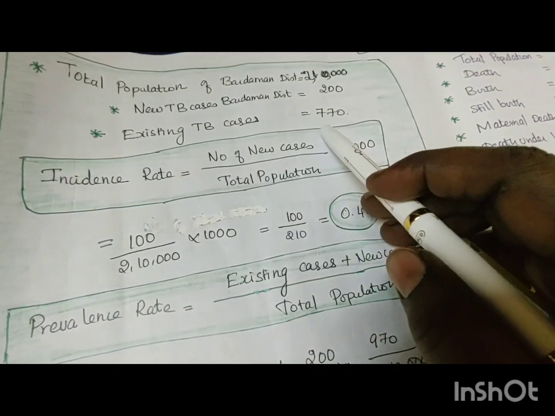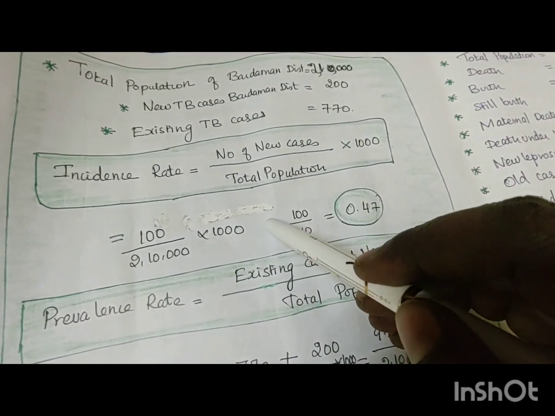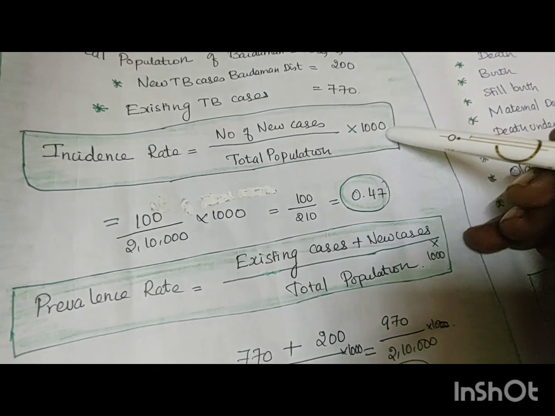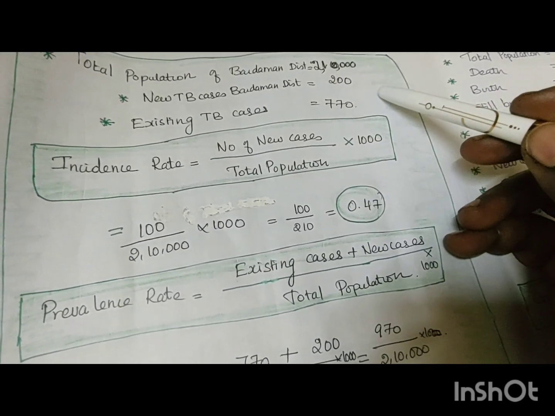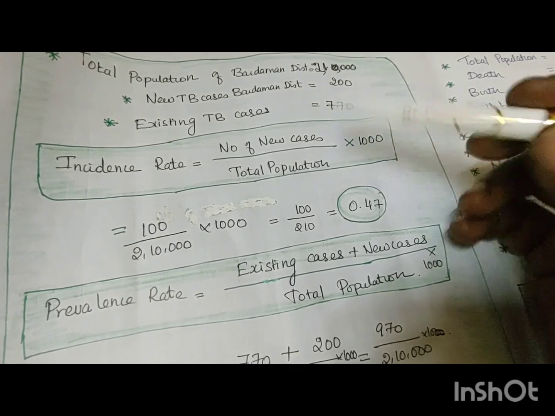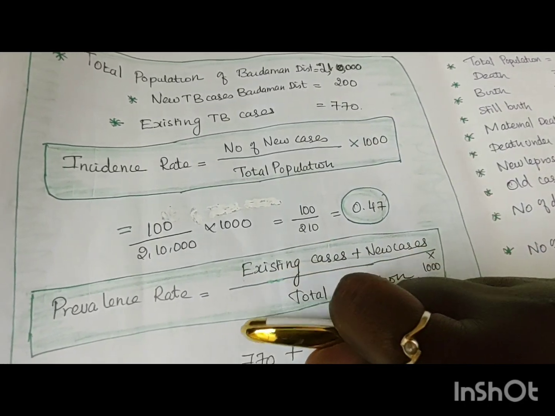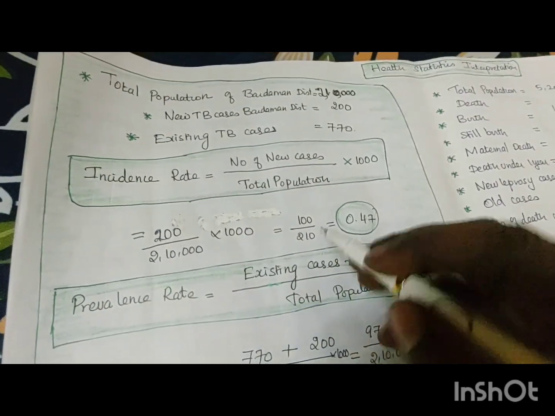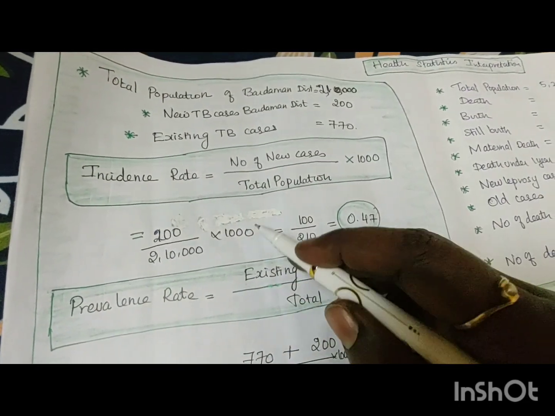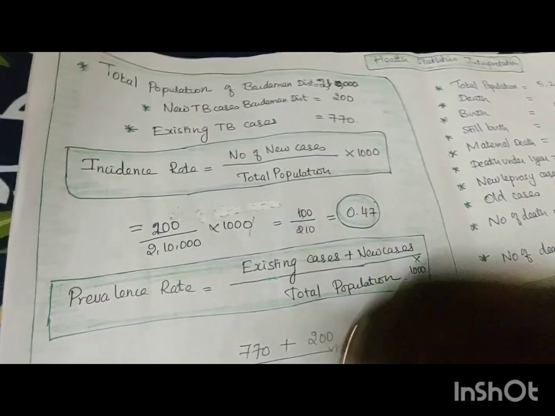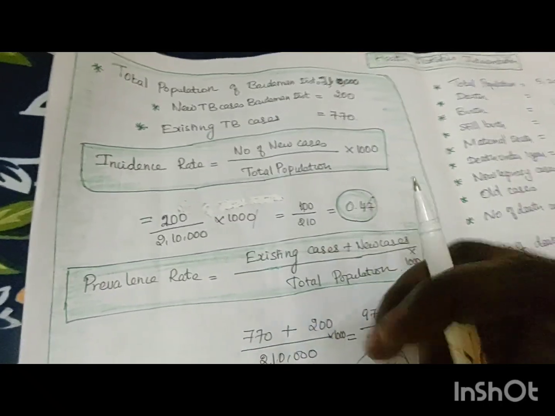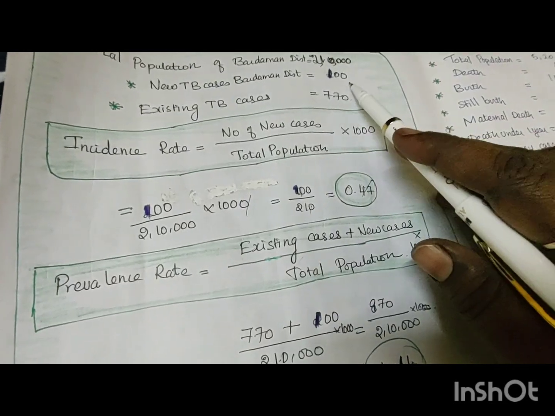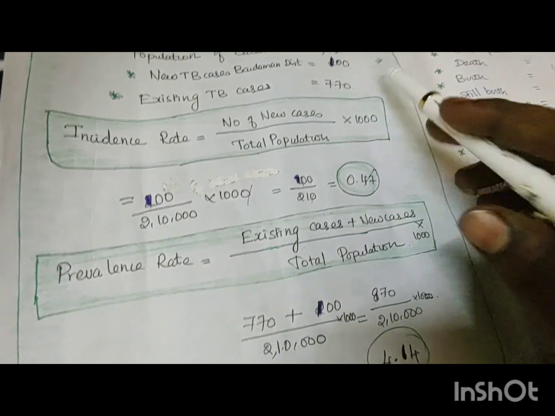What is the incidence rate? The formula of an incidence rate is number of new cases divided by total population into 1000. So what is the number of new cases? New cases may be 100 or 200. You have to put it. Number of new cases, it's like 200. You have to put 200, not 100. Okay, existing cases 770, new cases 100 you can keep.